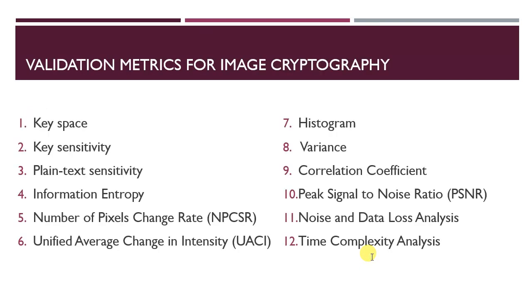So the validation metrics for image cryptography are: first key space, then key sensitivity, plain text sensitivity, information entropy, NPCR, UACI, histogram, variance, correlation coefficient, PSNR, noise and data loss analysis, and time complexity analysis. These are the validation metrics which are covered in this research paper to compare our result with the existing literature.